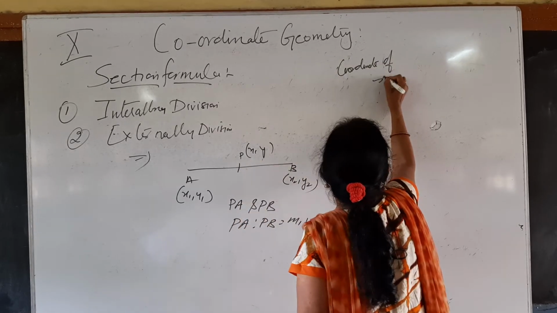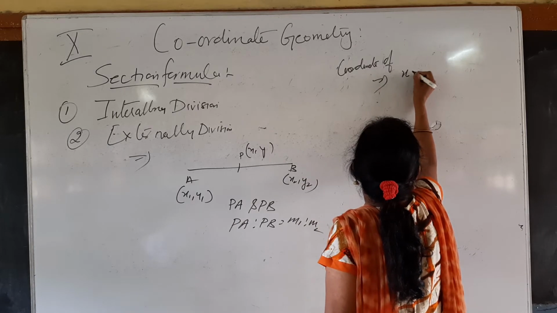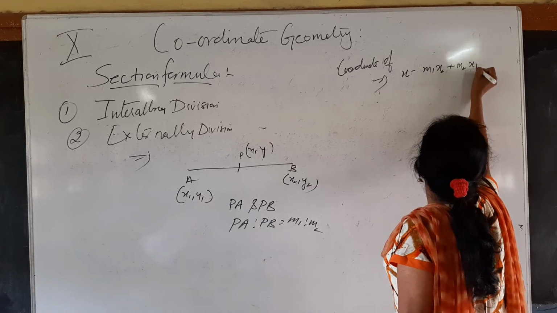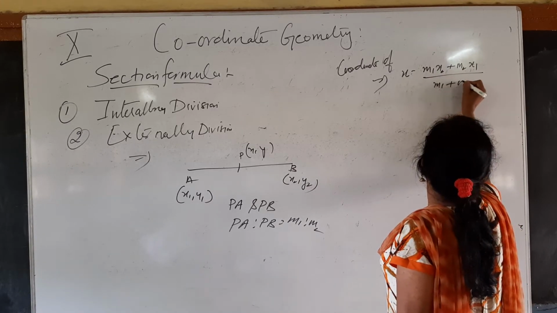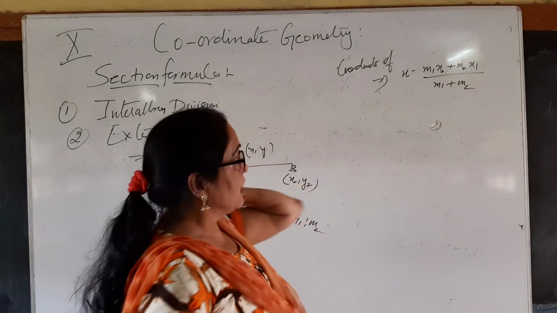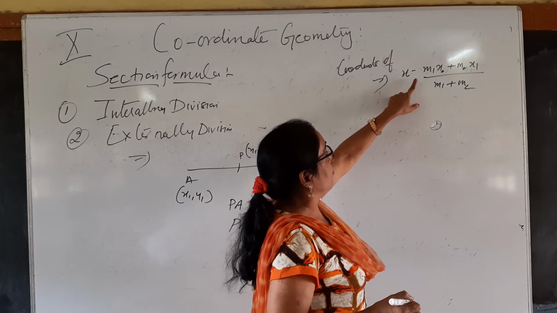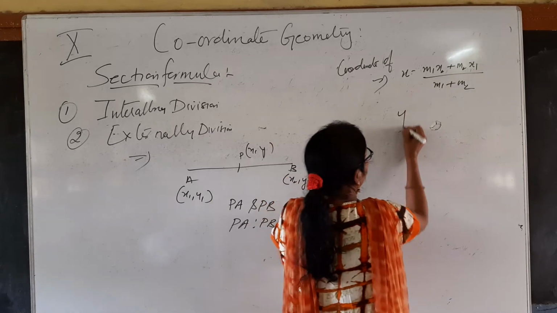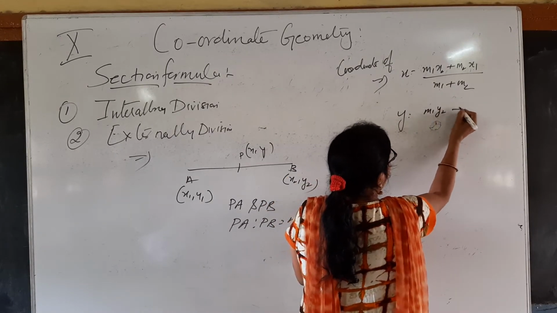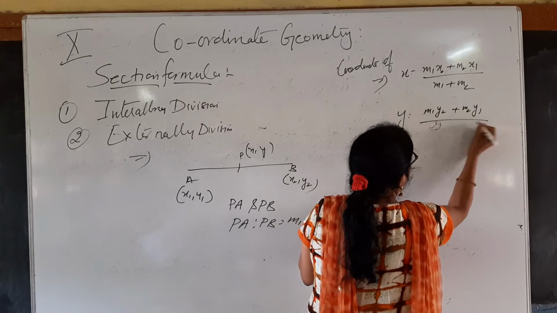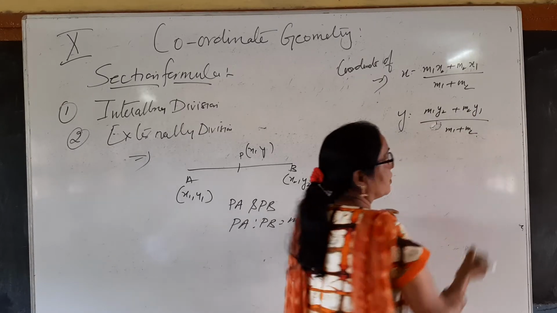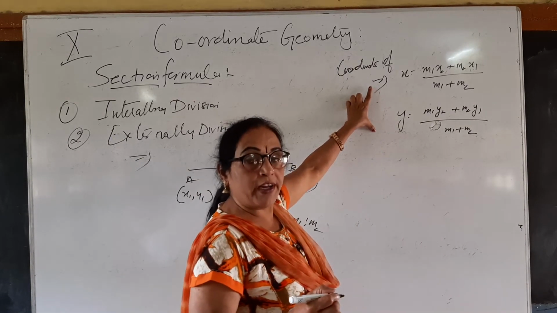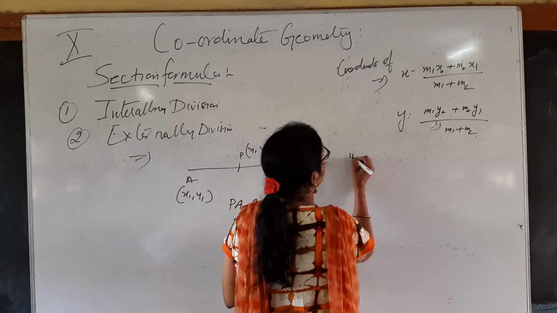We're dividing internally, so the value of x will be m1 x2 plus m2 x1 upon m1 plus m2. That is the coordinate of P. Here we find internal division: x equals m1 x2 plus m2 x1 upon m1 plus m2, and y will be m1 y2 plus m2 y1 upon m1 plus m2. So if the line is divided internally, you will use this formula to find the coordinates. Now the second part is external division.